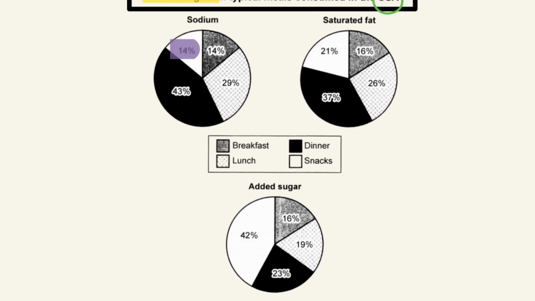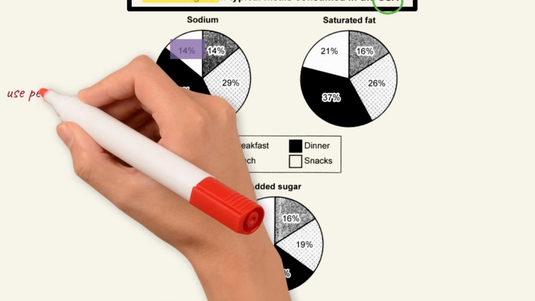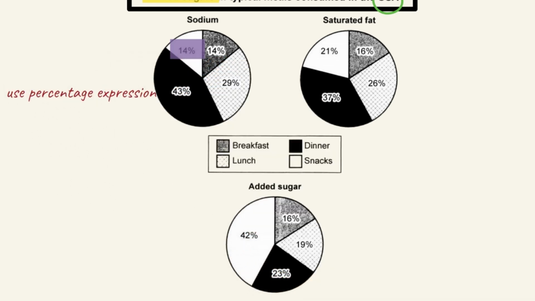First, let's check the units of measurement. Unlike other chart types, pie charts always use percentages. From my previous practice test videos, you might recall that percentages and proportions appear frequently across all chart types.